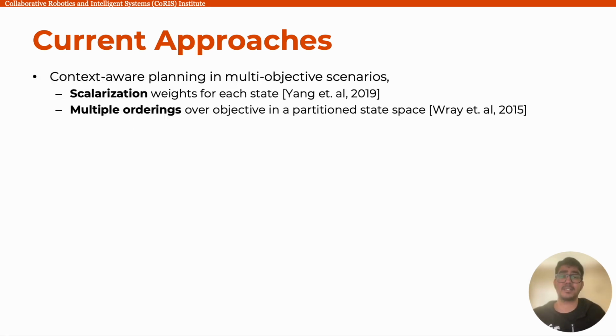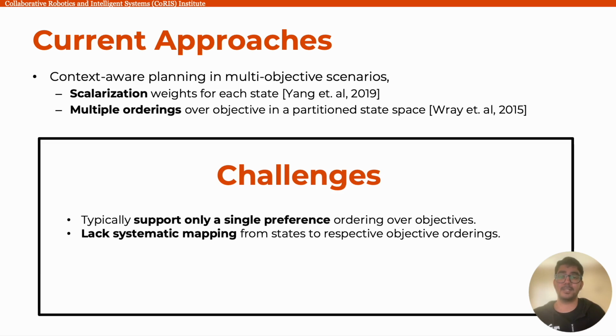Current approaches to context-aware planning in multi-objective scenarios include maintaining scalarization weights for each state indicating preferences at that state, or maintaining multiple orderings over objectives in a partitioned state space. All in all, these approaches typically support only a single preference ordering over the objectives or lack a systematic mapping from state to respective objective ordering.